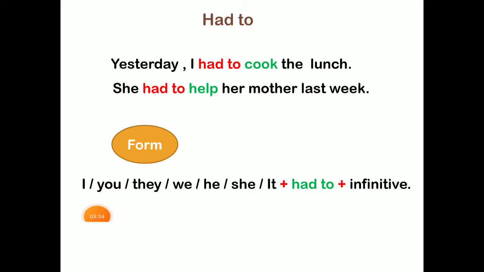Form, dear student: I, you, they, we, he, she, it plus had to plus the infinitive. يعني كل الضمائر زائد had to في الماضي plus the infinitive. It means it was necessary. كان من الضروري. Negative form in the past.